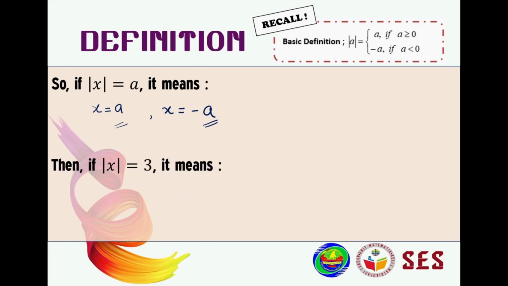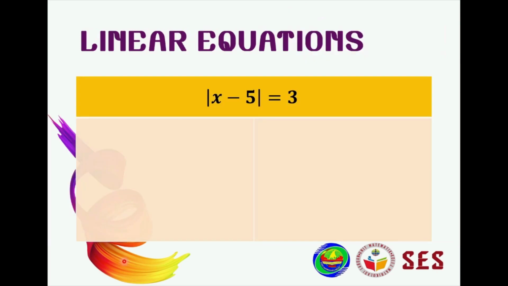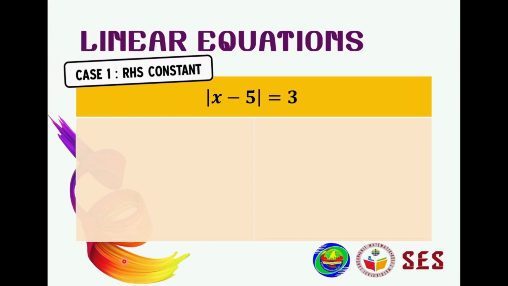Then, if I have modulus x equals 3, it just means that if I am about to open the modulus, x equals 3 and x equals negative 3. As simple as that. To solve linear equations of absolute values, or modulus linear equations, I divide them into two cases. So the first case is when I have the right hand side as a constant, which means a number, any number on my right hand side.